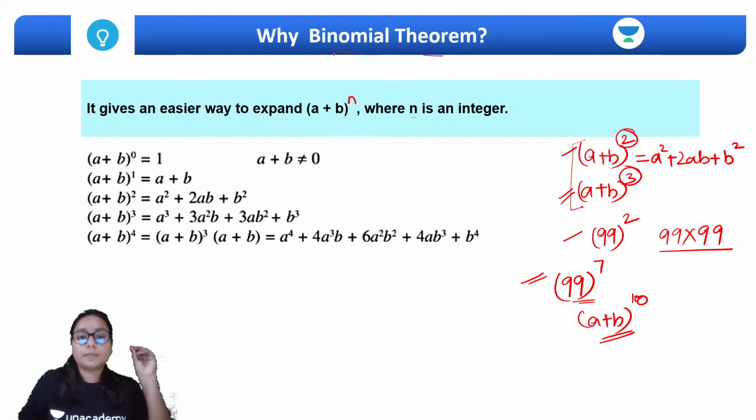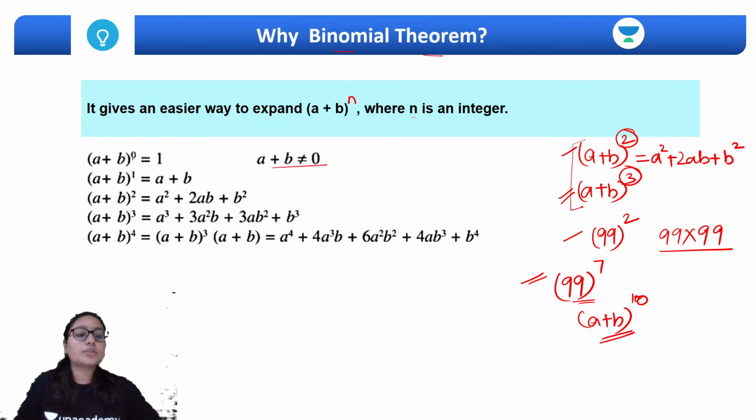Now let's see what binomial theorem is. Let us understand what binomial theorem is. So what is a plus b raised to the power 0? This is 1, if a plus b is not equal to 0. Likewise, a plus b raised to the power 1 is a plus b. A plus b whole square is a square plus 2ab plus b square.